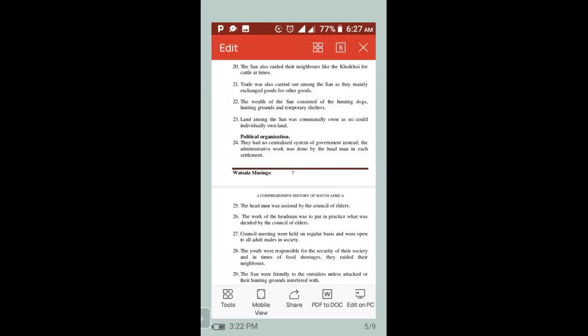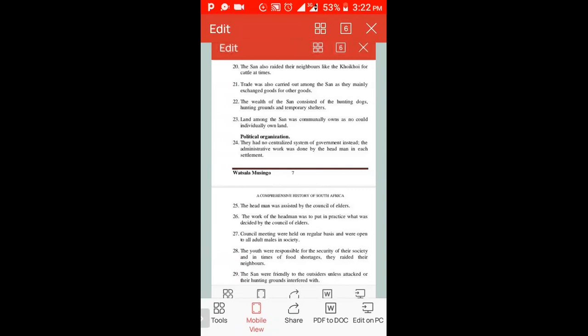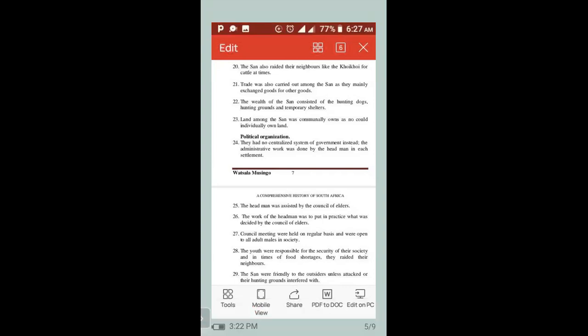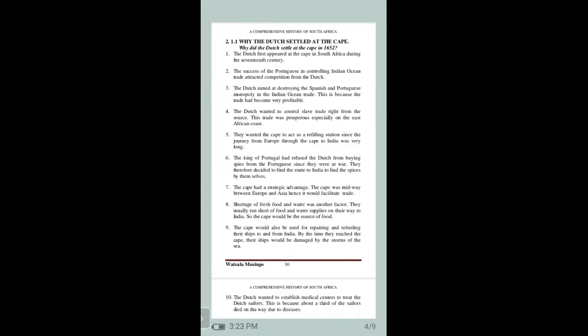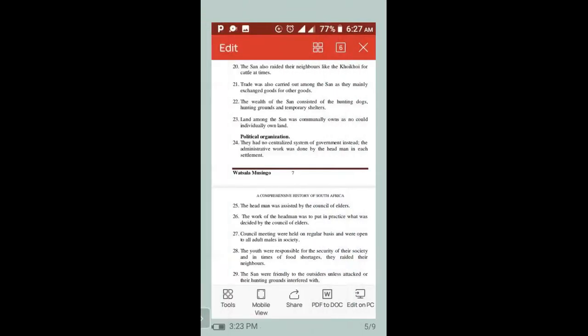So that's where we get the other point of the San raiding their neighbors, under point 20 on economic organization. Number 29, the San were friendly to outsiders unless attacked or their hunting grounds were interfered with. If we are to remember, these San were part of that group of people who welcomed the Dutch during the accidental shipwreck.